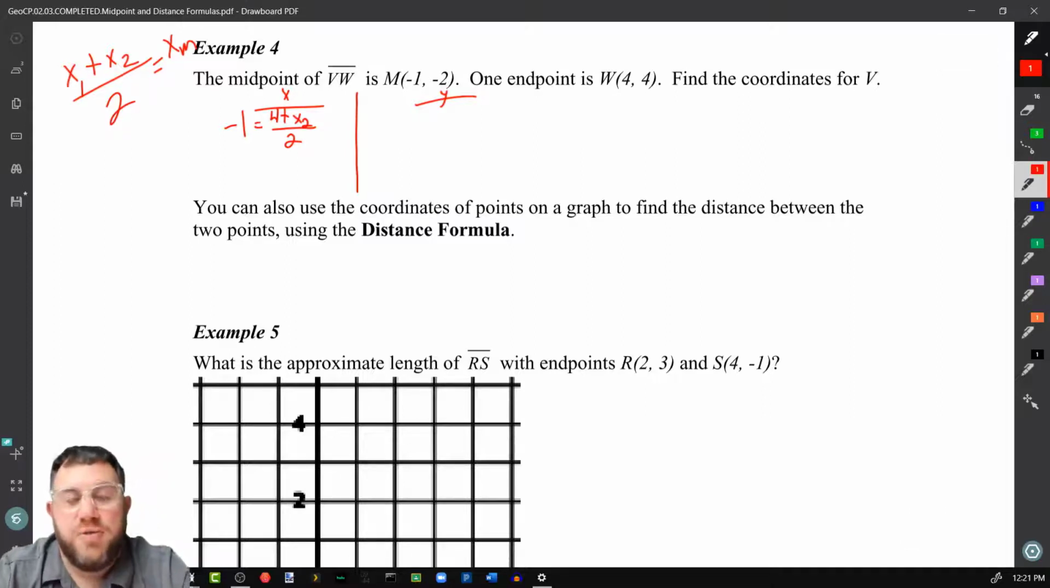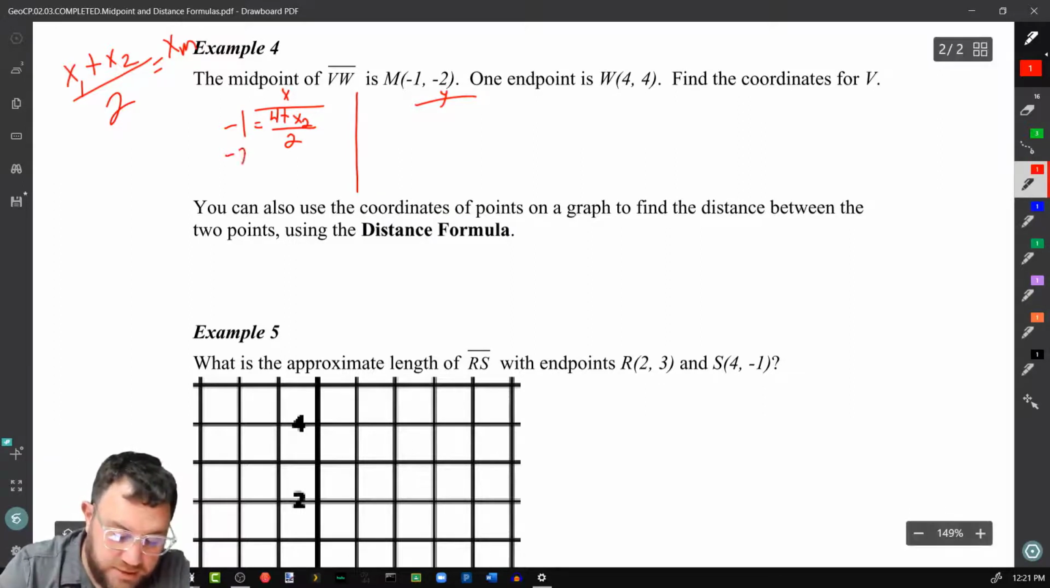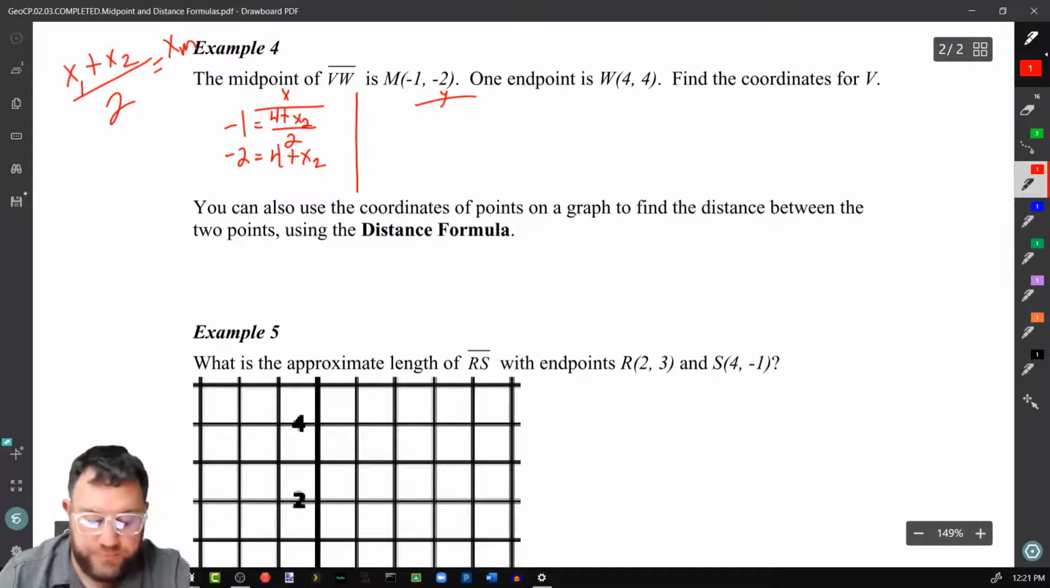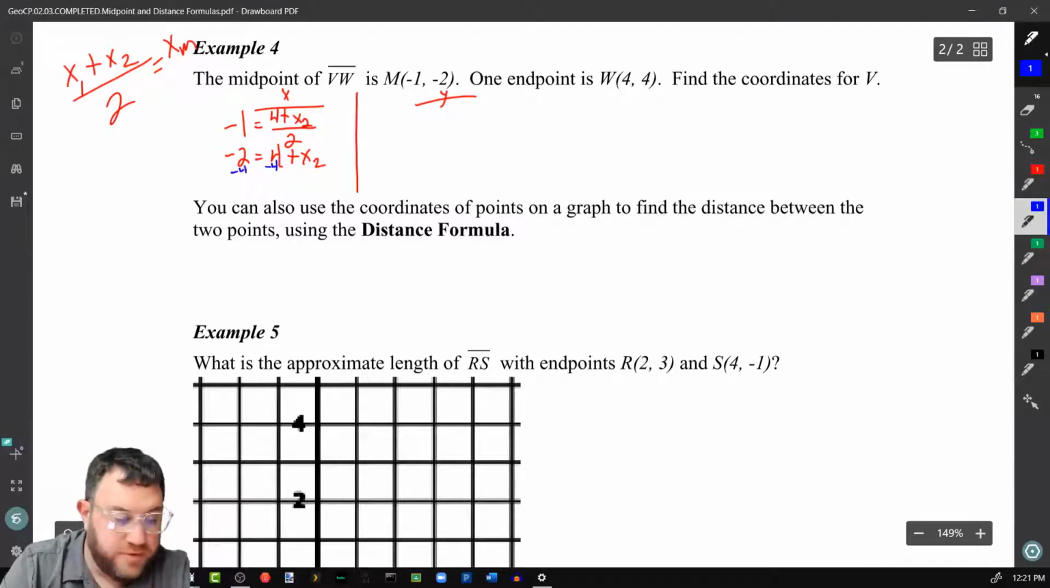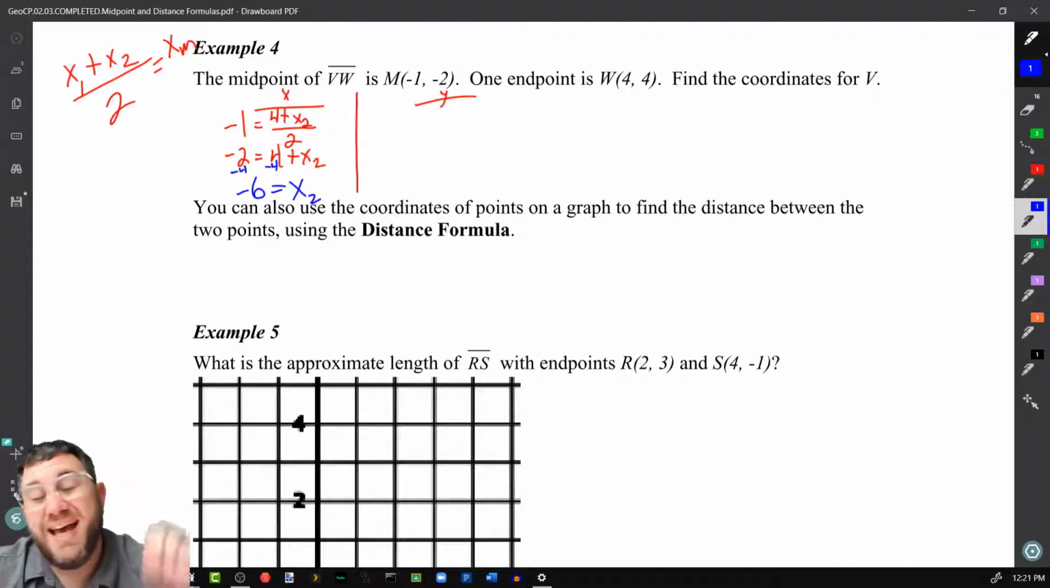Well, we've got the whole thing divided by 2, so we need to multiply by 2. So that means -2 equals 4 plus X sub 2. Then we'll subtract 4 from both sides. And that's going to give us -6 equals X sub 2. So we know the X coordinate is -6.